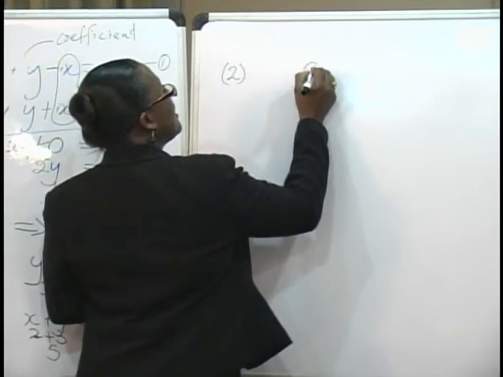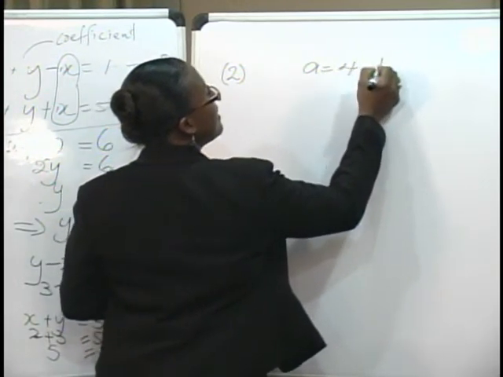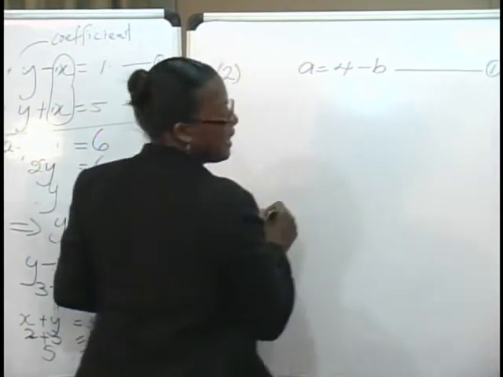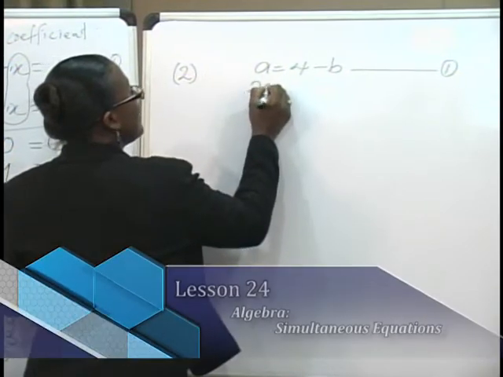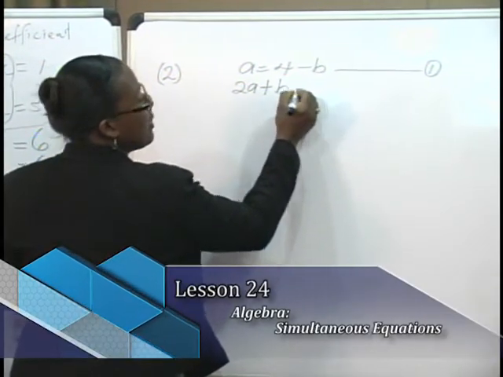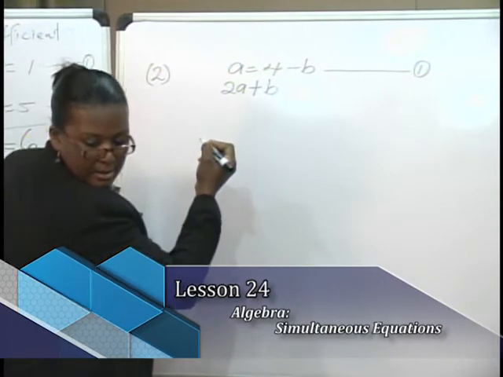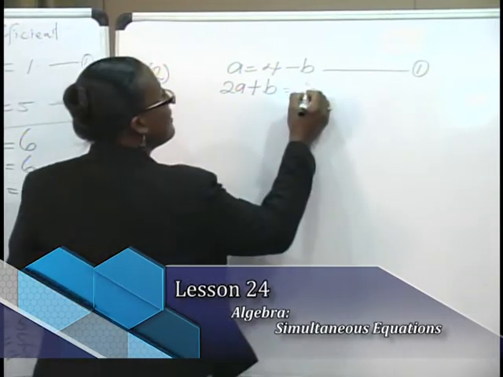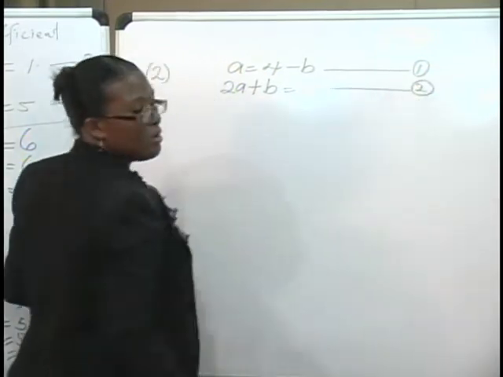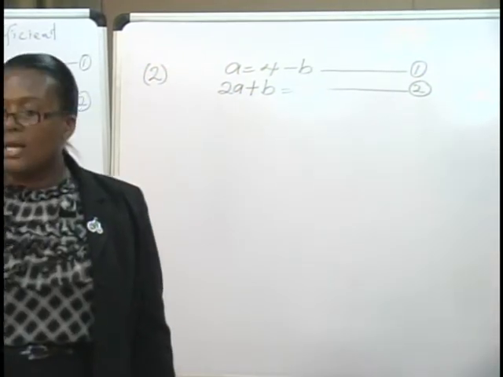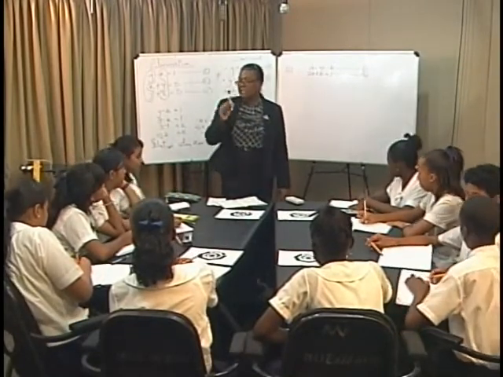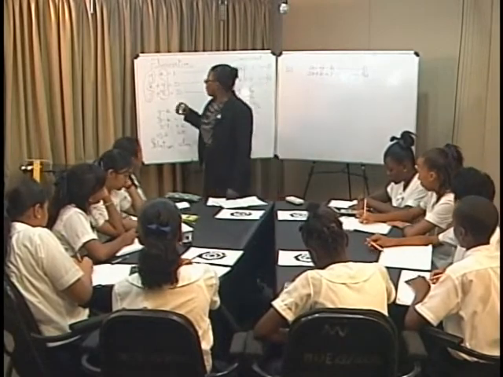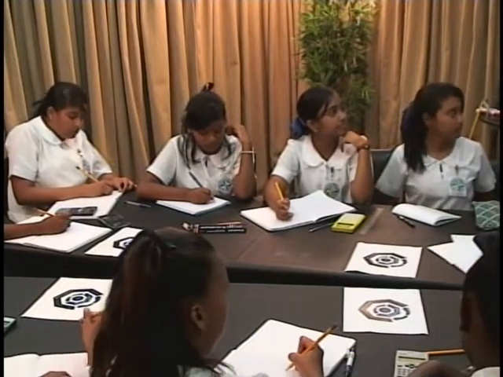So equation 1: A is equal to 4, take B. And equation 2: 2A plus B equals 1. That's equation 2. Now I want you to write those equations, and what are you going to do with them for me? The first step, are they in order where the variables are lined up? No. So that's the first thing you're going to do.